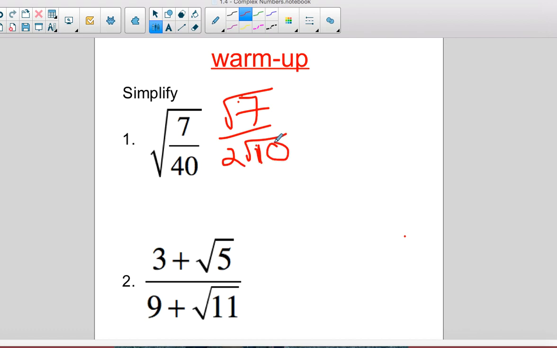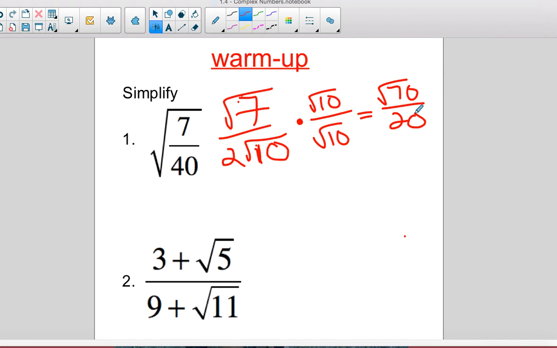And then from here, your final answer, you can multiply both sides, right? You don't have to multiply by 2 root 10 because the 2 is fine. It's not under a radical. It's not part of the problem. I'm just going to multiply by root 10 over root 10, and then your final answer would be root 70 over 20. And that would do it for this one.